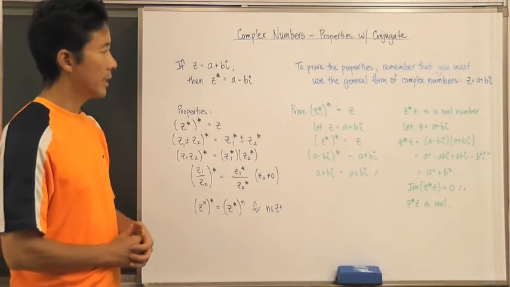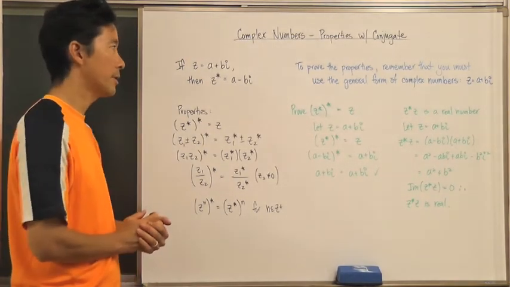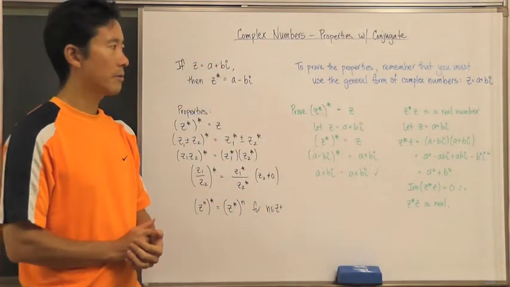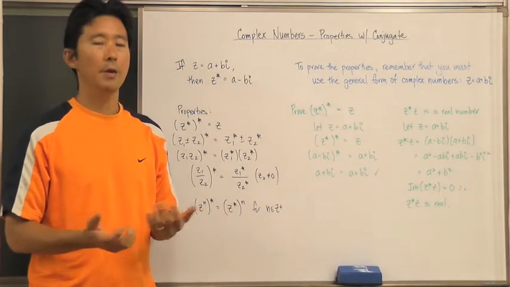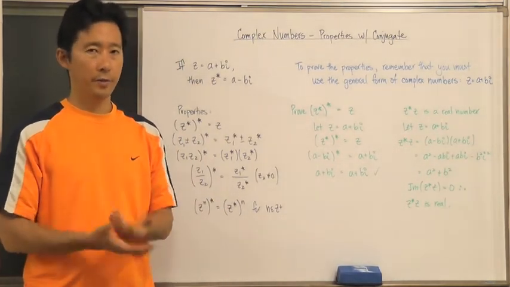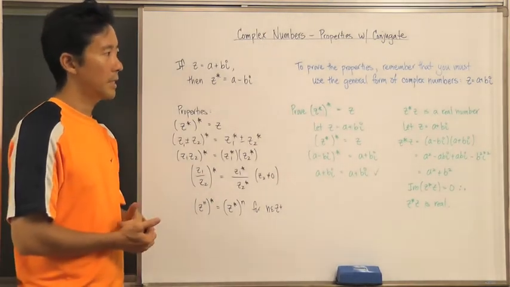Now, let's take a look at how we need to prove some of these properties. Remember that in order to prove them, you must use the general form of the complex number z equal to a plus bi, and you cannot use any particular values for the parameters, because otherwise you're just looking at specific values of z.